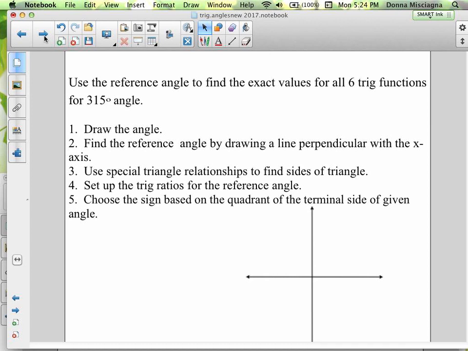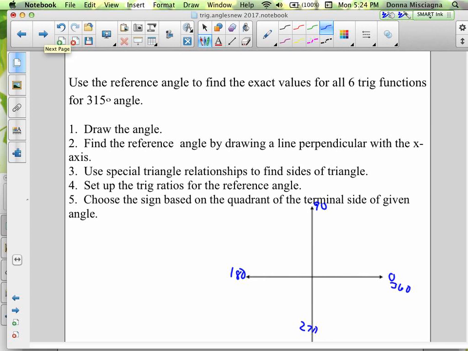All right, so first, use the reference angle to find the exact values for all 6 trig functions for a 315 degree angle. All right, so remember, this is 0, this is 90, this is 180, it's half a circle, 270 is 3/4 of a circle. So notice that is more than 270, but less than 360. All right, so we have a principal angle here. Our angle is going to be in the 4th quadrant, right? Because it's more than 270, but it's less than 360.